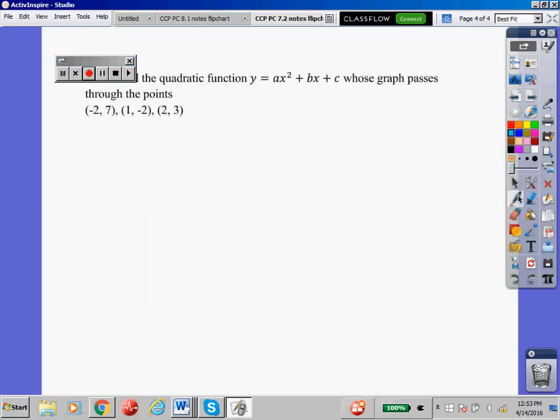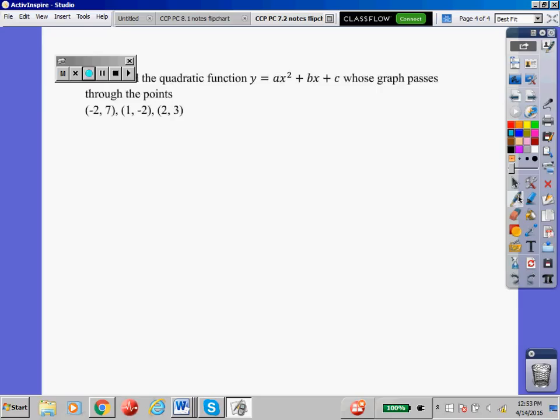Okay, here we go. We were up to example 4, and it says find the quadratic function y equals ax squared plus bx plus c, whose graph passes through these 3 points. Well, you know this is going to be a parabola. It's a U-shape. There's infinitely many points, but there's 3 things missing: A, B, and C.